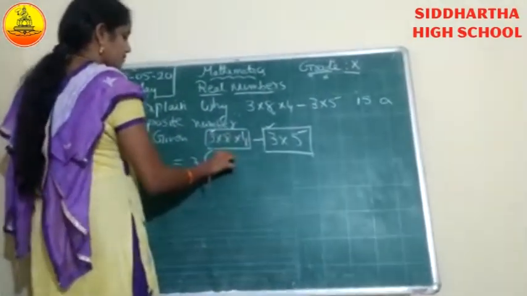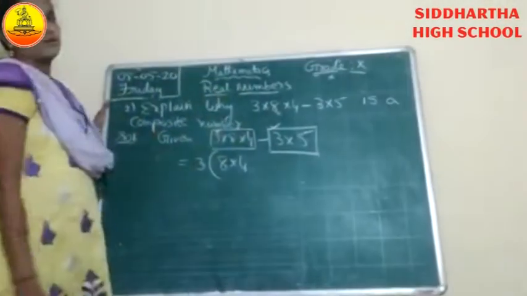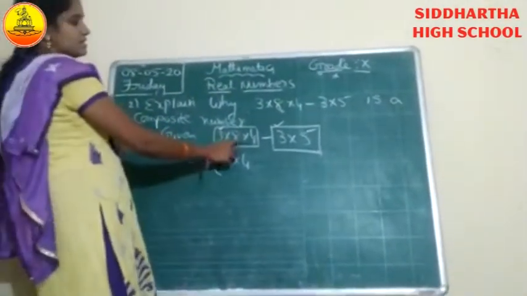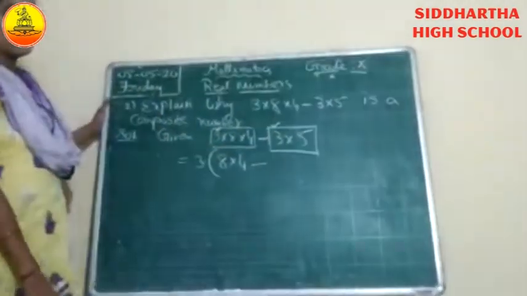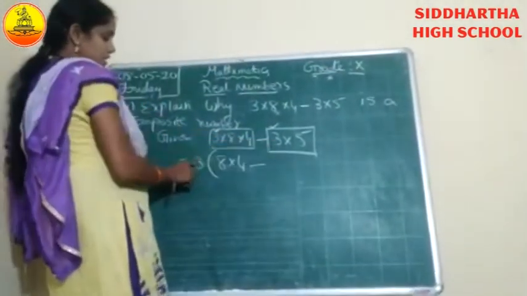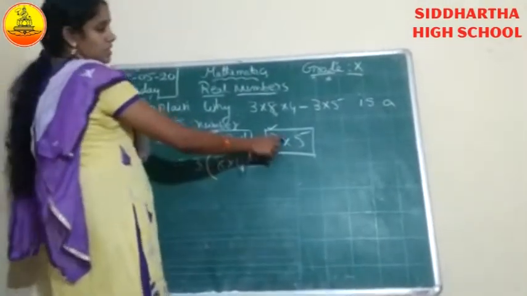8 is left. Into 4 is also left. Okay, completed. Here anything is not there. Which symbol you have to keep? Minus. And now go for this. Already we took 3 common outside. Still, what is left here?